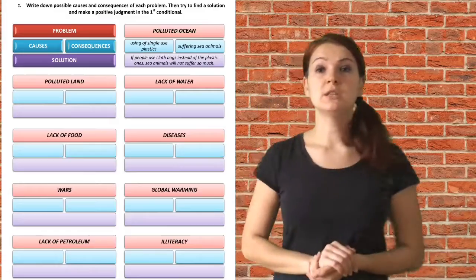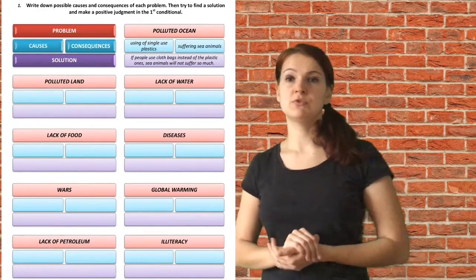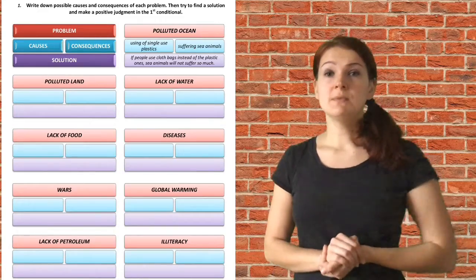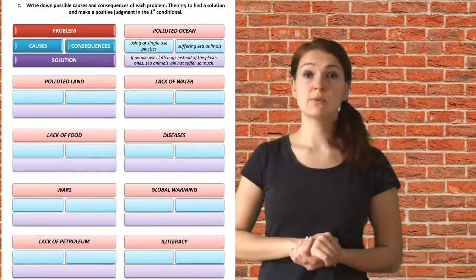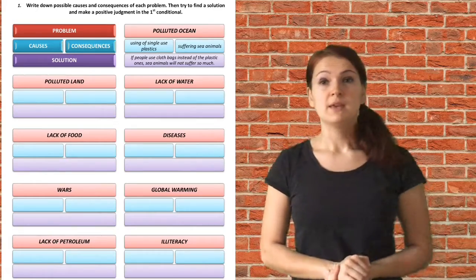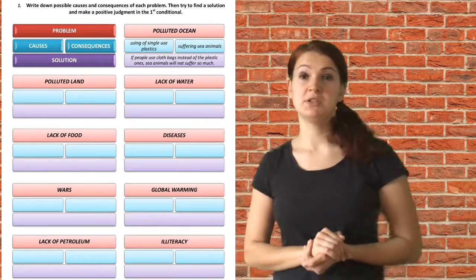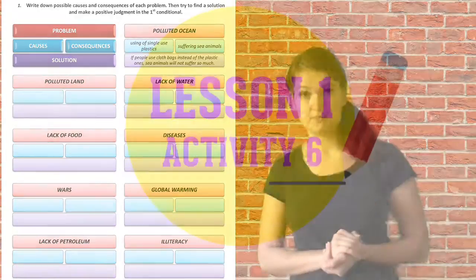Now give them the worksheet and ask them to work on the exercise 1 by the same way as you demonstrated on the board. It means to write possible causes and consequences to each problem and make positive judgments in the first conditional. Give them enough time to think deeply and allow them to use the internet for searching details related to the issues.